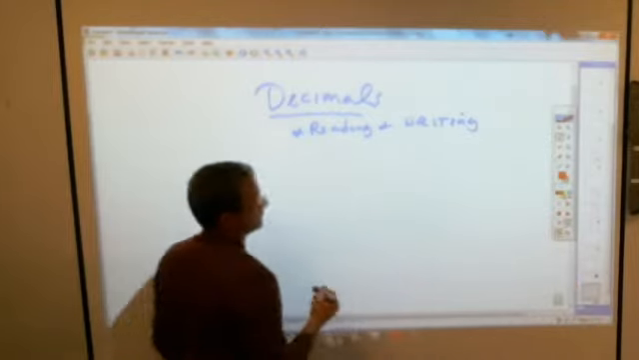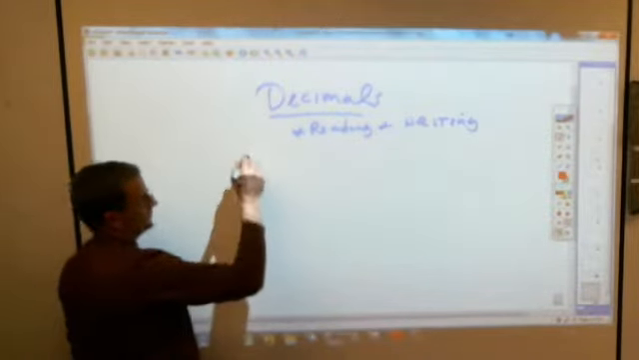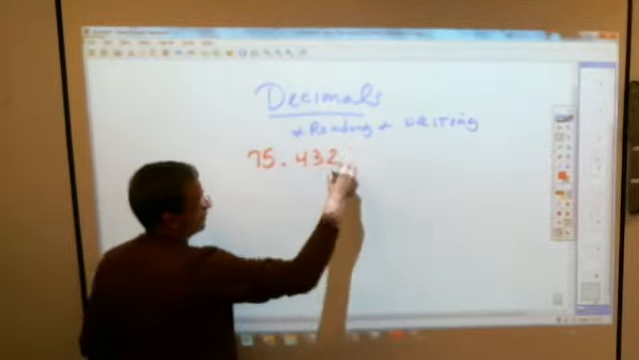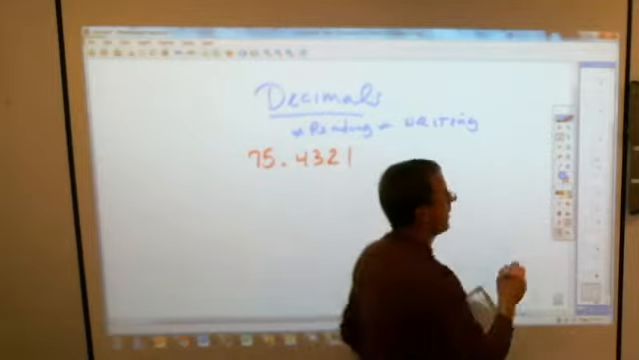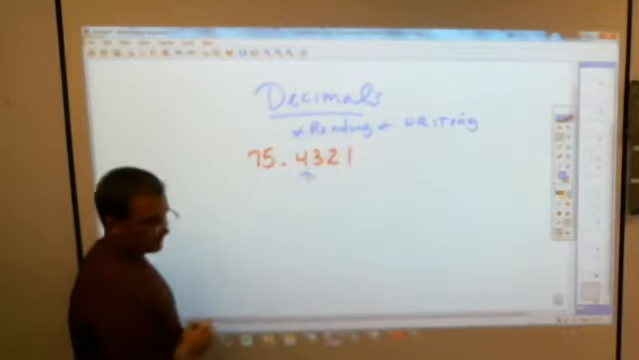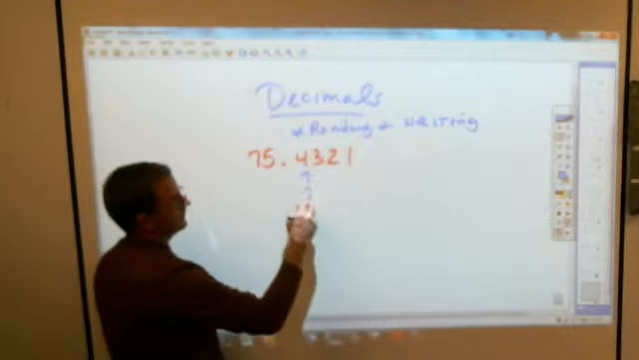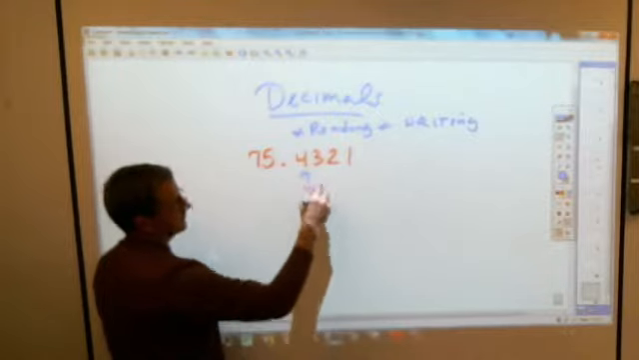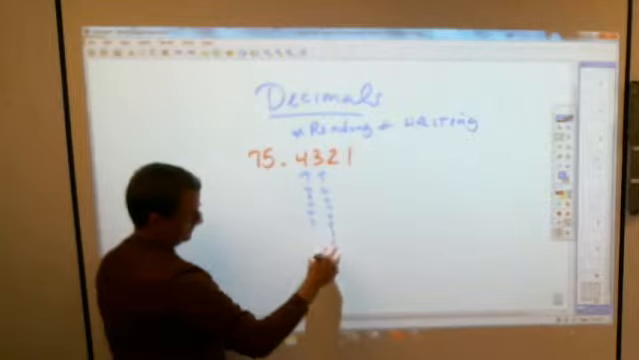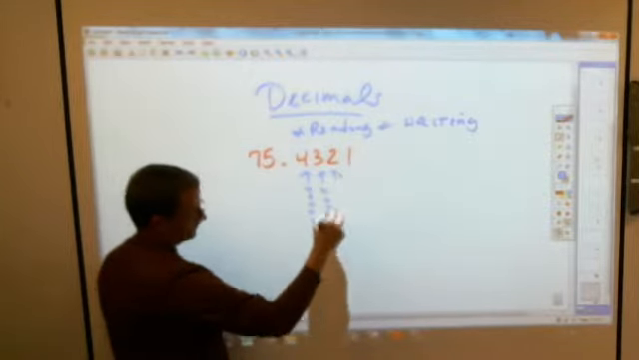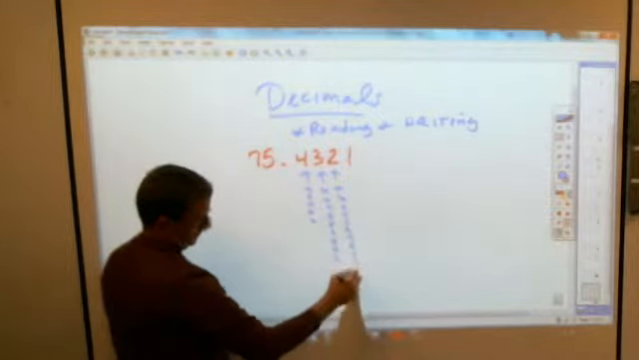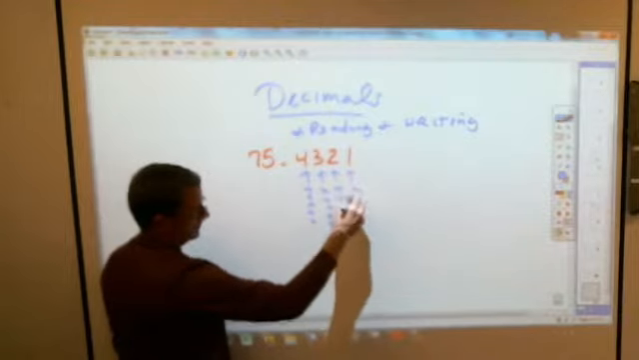So you need to know for sure that you know your place value. For example, let's say I have 75.4321. You need to know your place values. This 4 is in what place? We talked about that, Charlie? Tenths. In the tenths. This 3 is in the hundredths. The 2 is in the thousandths. And the 1 there is in the 10,000ths.